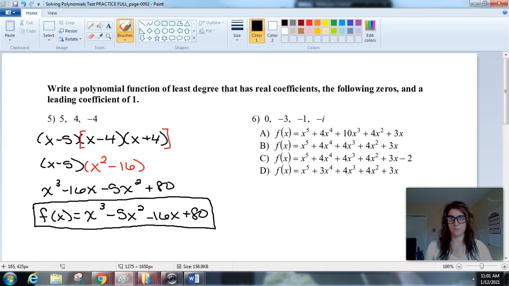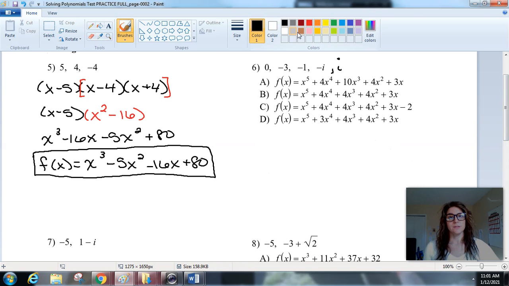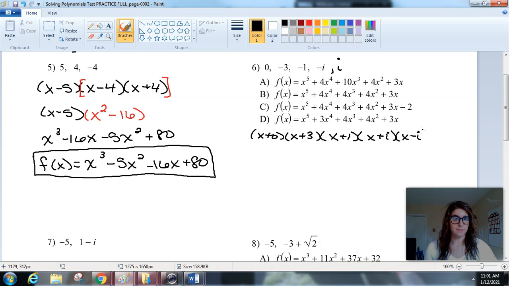All right, so for number 6, we have 0, negative 3, negative 1, negative i. You also have to remember to have your positive i. So you would do the same thing. 0, if you want to write x plus 0, you could, but it's just simply an x there. The other ones would be x plus 3, x plus 1, x plus i, and x minus i.